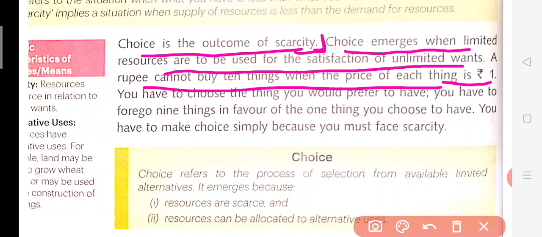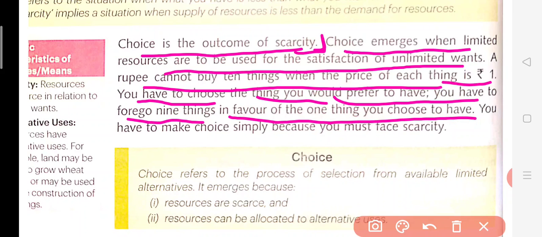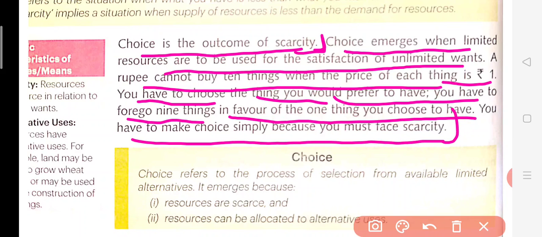Suppose your father has given you 100 rupees, and you have bought a 50 rupee pen and a 50 rupee register. Now your 100 rupees is gone. Now you cannot maximize your satisfaction because you don't have further resources with you. You do not have another 100 rupee note. So this is the resource for you. You have to choose the thing you would prefer to have. You have to forego 9 things in favor of the one thing you choose to have. You have to make choices simply because you have to face scarcity.